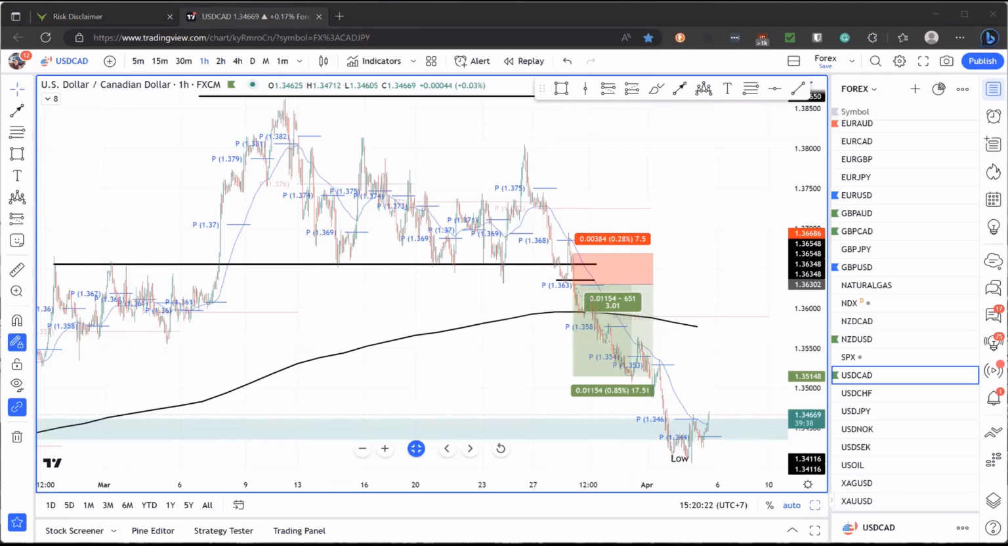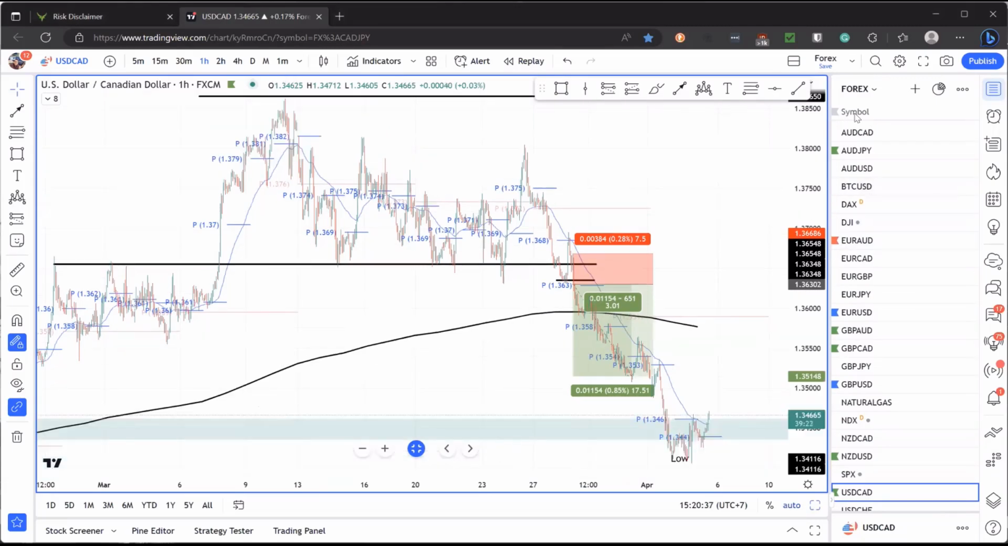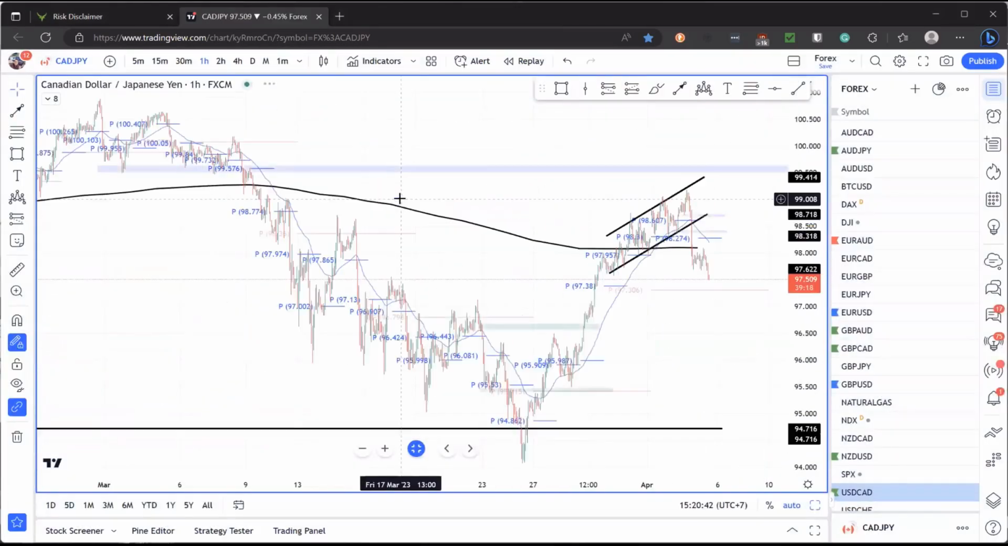CAD yen, yes. Any preferred time frame? Which time frame are you looking at, so that I have a reference? 1 hour, okay. It's not on my regular list, but let's take a look.